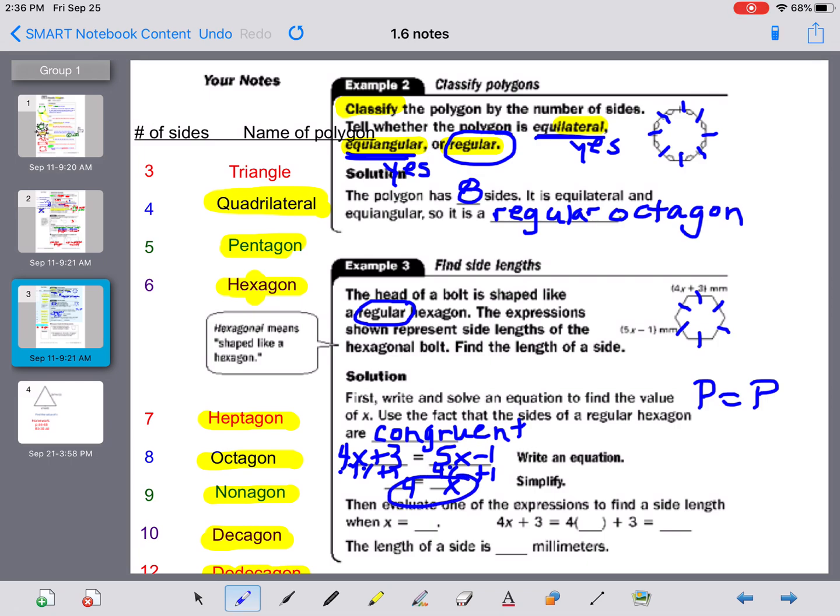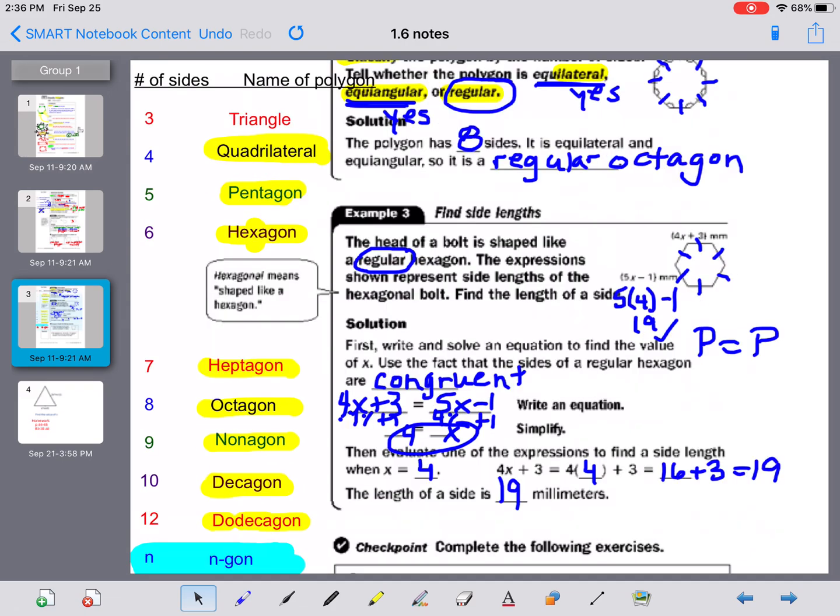It didn't ask me for x, it said find the length of the side. So I'm going to go ahead and plug 4 in for my side. On the top there, 4 times 4 is 16, plus 3 makes 19. So it looks like one of those sides is 19. Quick check, plug it in again. 5 times 4 is 20, minus 1 is 19. So it definitely checks out. The length of each of those sides on the hexagon is going to be 19.